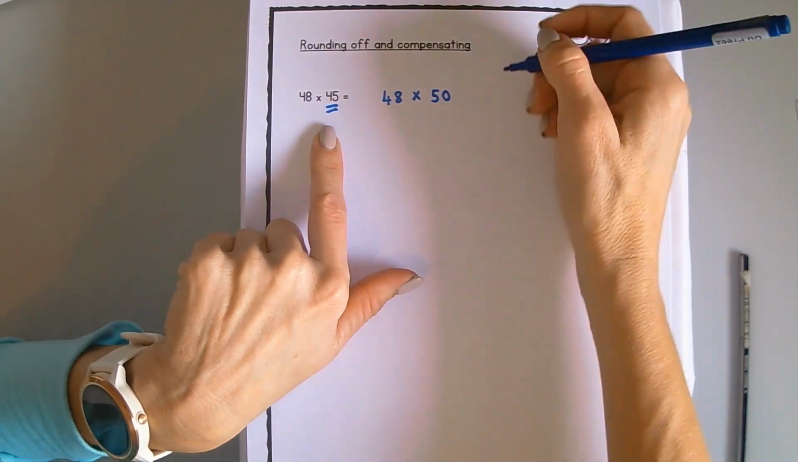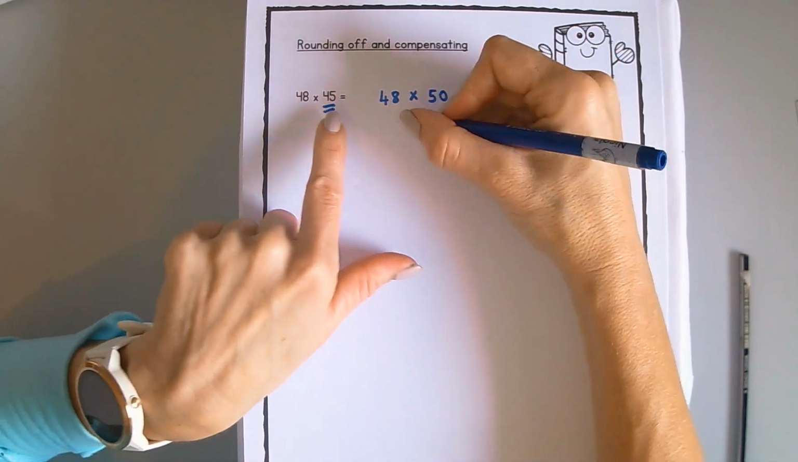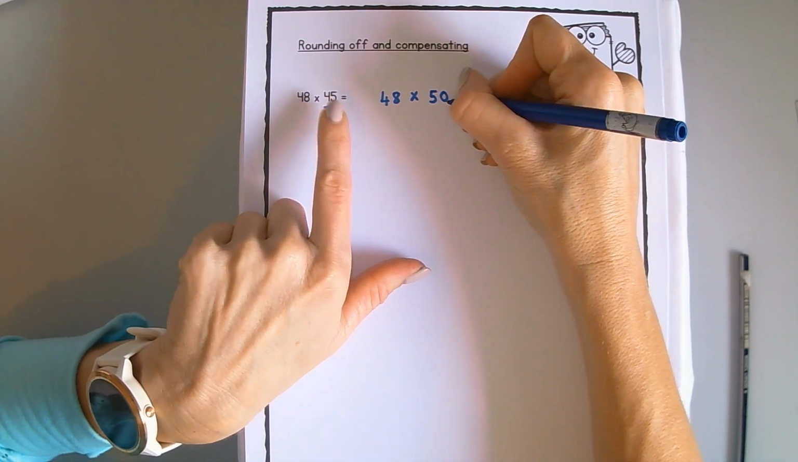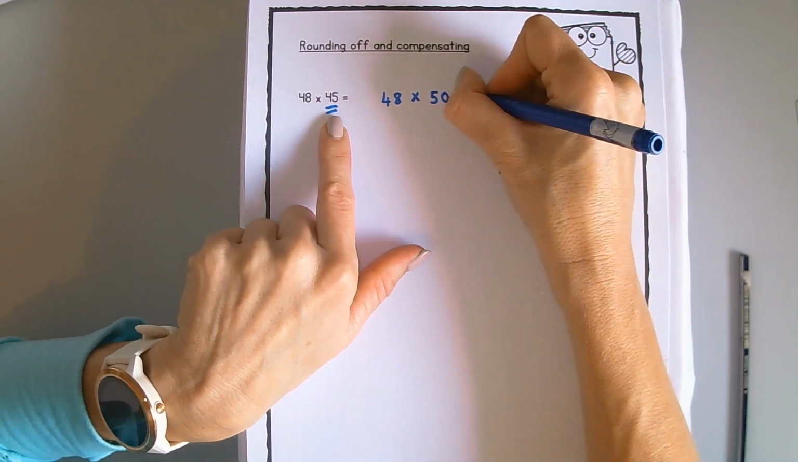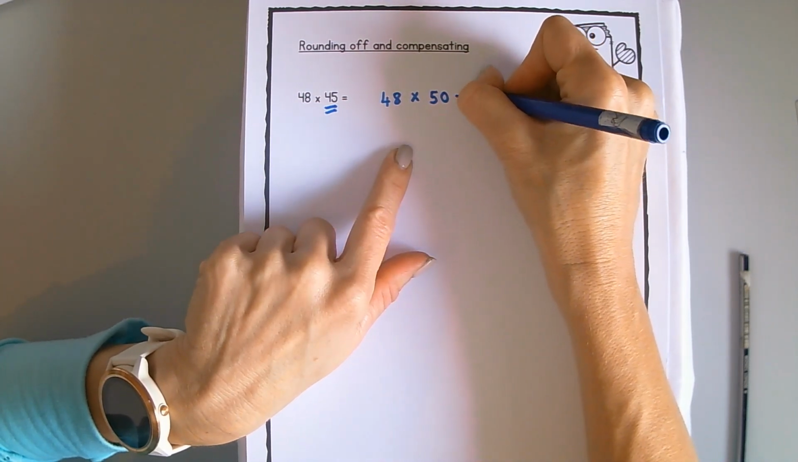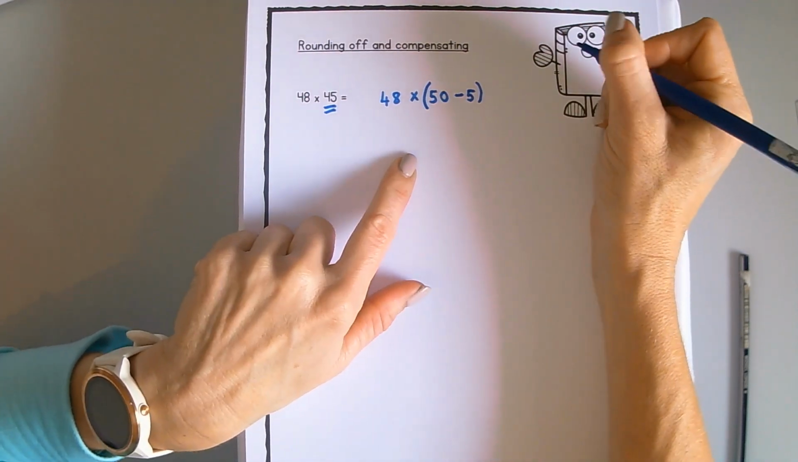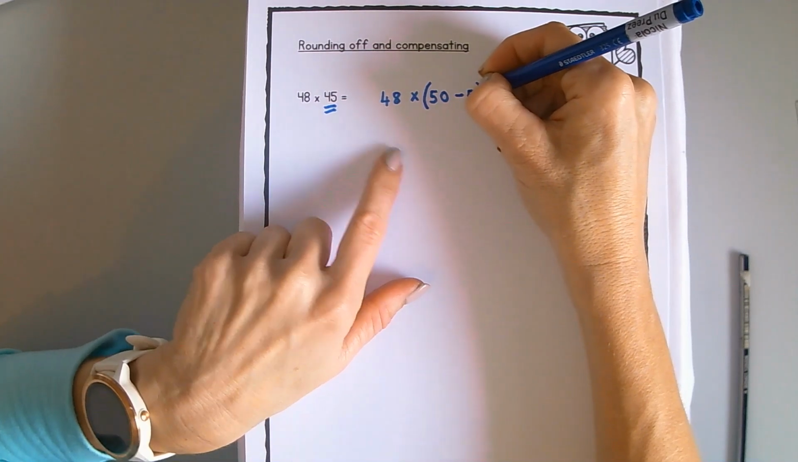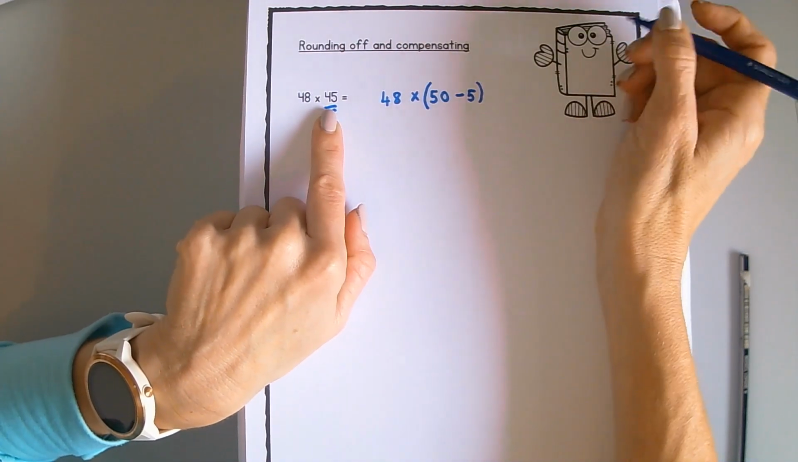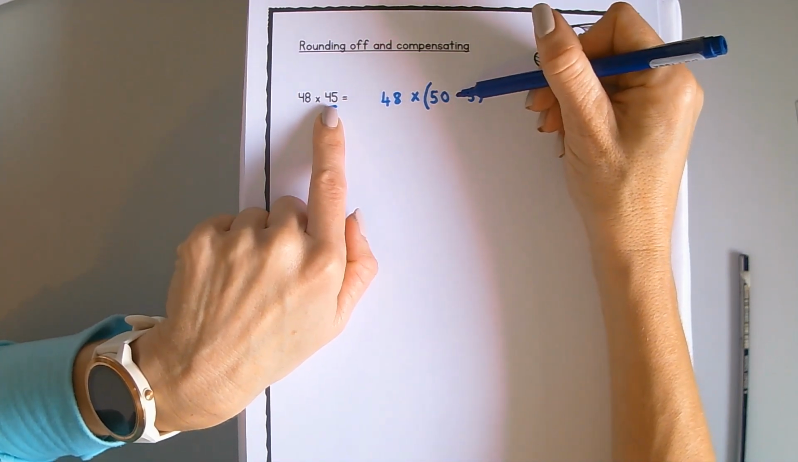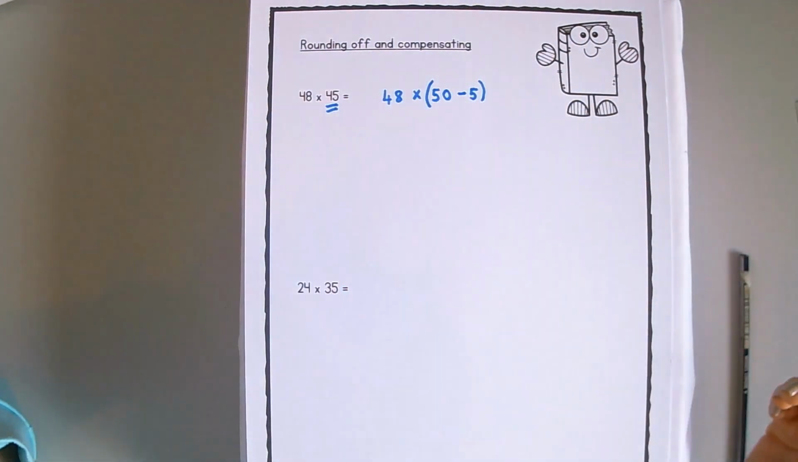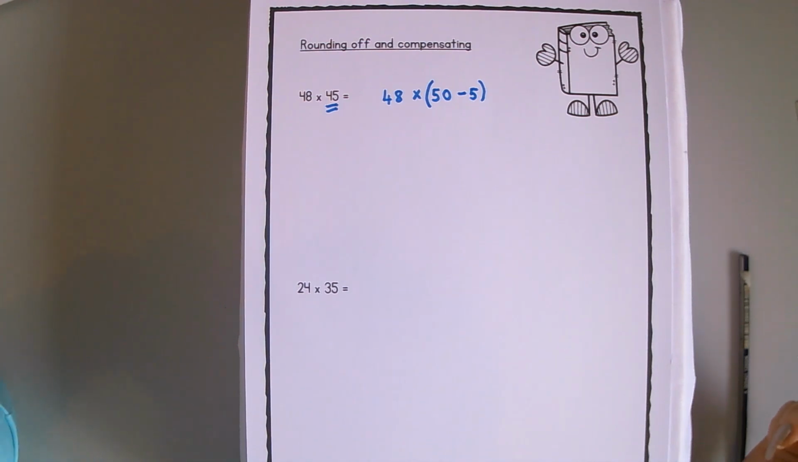So this is where it gets a little confusing. We rounded off to 50. Can you see I have to take away 5 to get back to 45? So here is that thing that we did earlier with the breaking down method. So 50 minus 5 is 45. All we did here was we took 45 and rounded off and then subtracted a 5. So that's all we've done, is to try and make life a little bit easier.